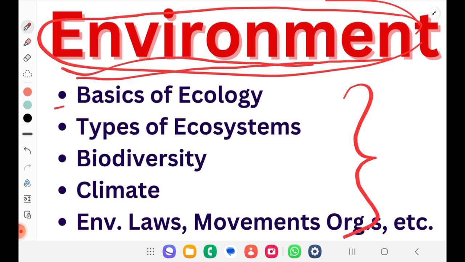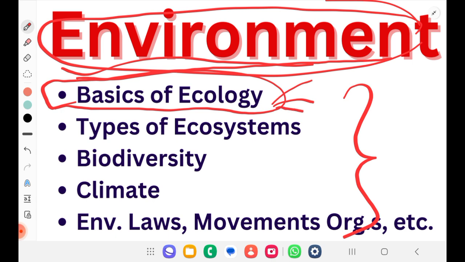One is we'll study the basics of ecology. We'll understand what is ecology, what is environment, what are biotic and abiotic components. In this chapter we'll be dealing with some of the basic definitions you can use in your mains as well as in prelims. They'll be asking questions directly for the definition. So we'll deal with the first chapter, that is basics of ecology.